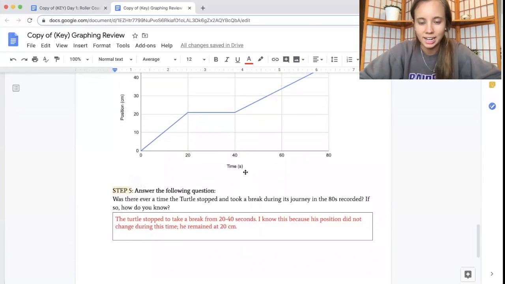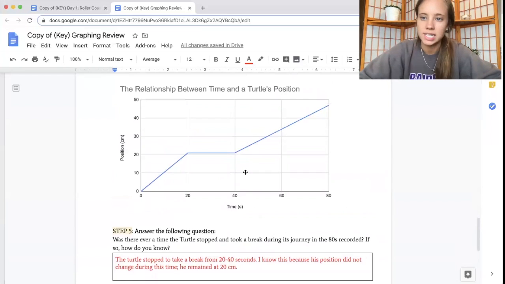Again, I hope this helped clear up any questions you had about the graphing review. If you still have questions about independent or dependent variables or anything else on this worksheet, just send me an email.